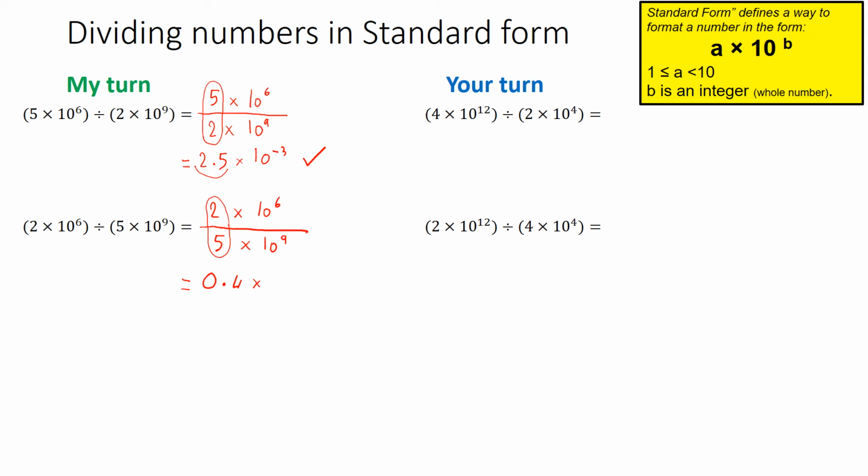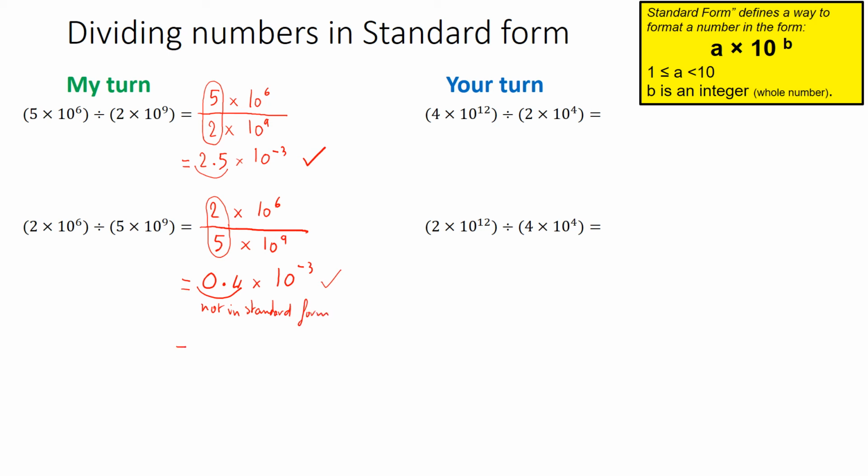And then your powers of 10, you have 10 to the power of 6 divided by 10 to the power of 9. So you have 10 to the power of 6, take away 9, you have minus 3, so 10 to the power of minus 3. And at that stage, so far what you have done is correct, but the first part of your number is not in standard form because it's smaller than 1.